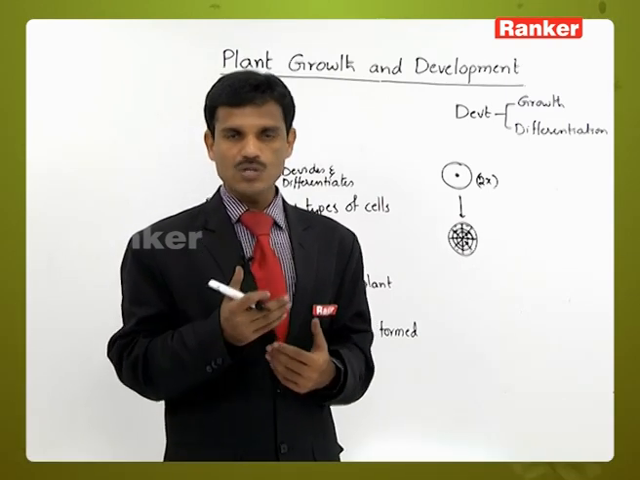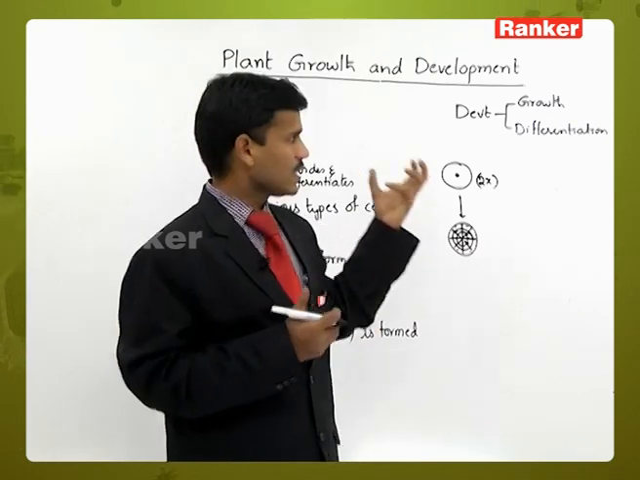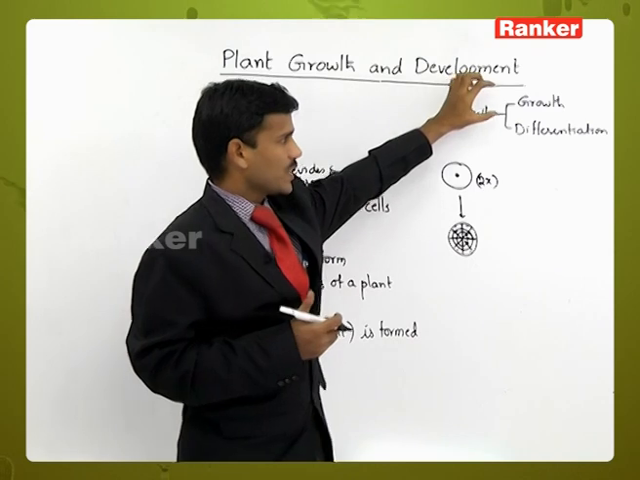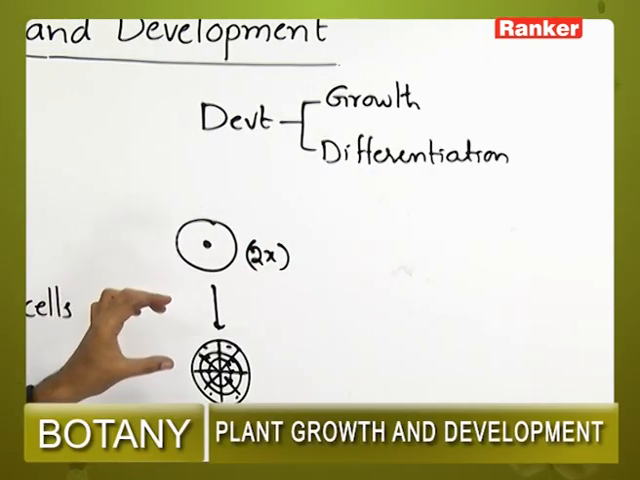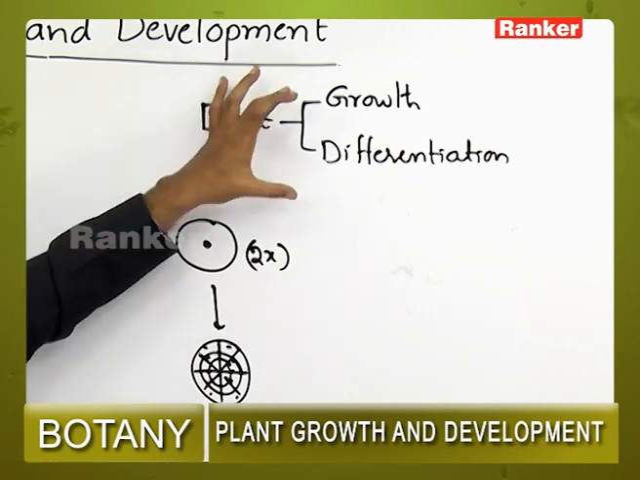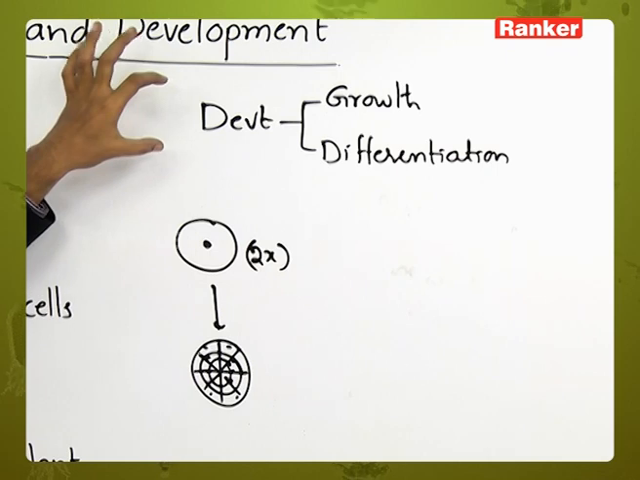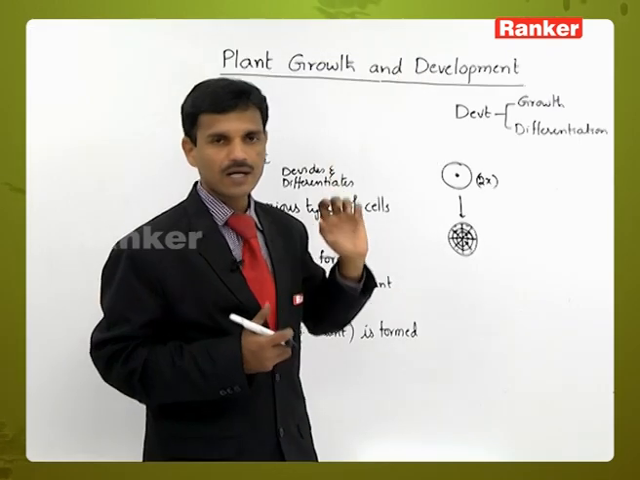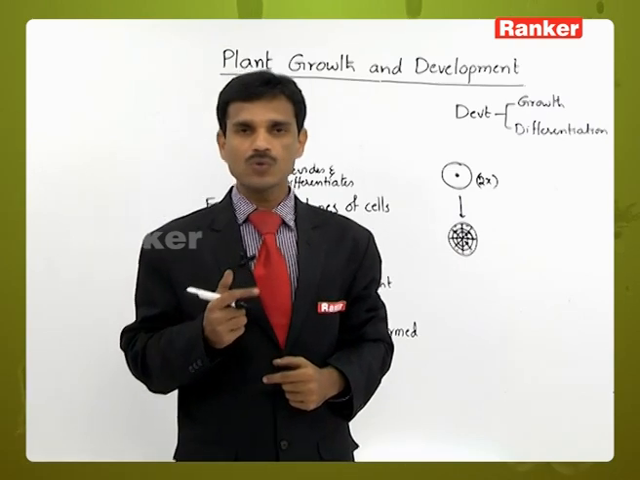If there is no cell division, there would be no multicellular organism. So growth is important. After the cell division, they are small cells that increase in size and differentiate. So growth and differentiation are both important collectively, leading to the development of the plant or one organism. So this is the introduction to plant growth and development.